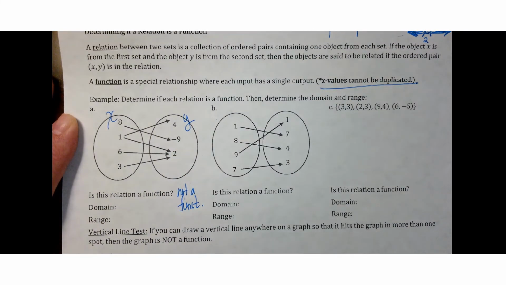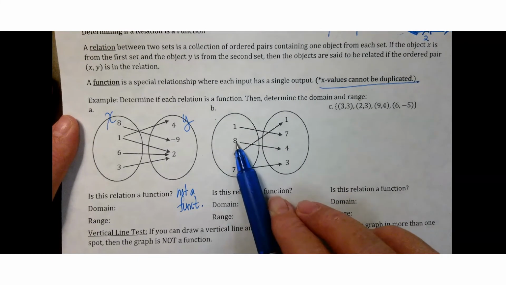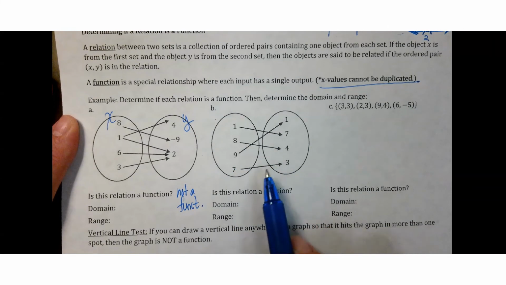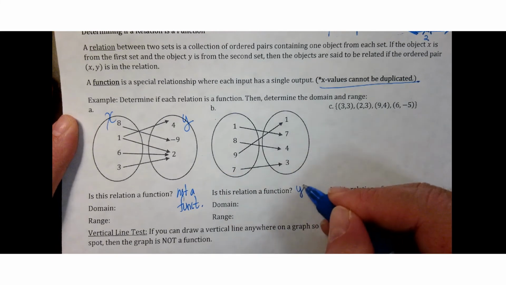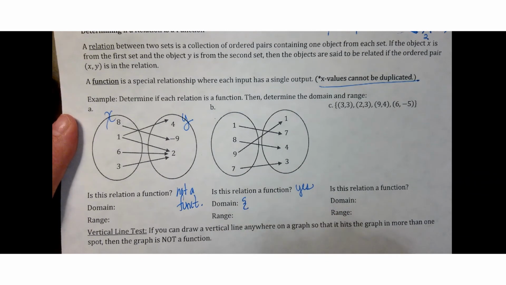Okay? Let's look at this one. I've got 1 paired to 7, 8 paired to 4, 9 to 1, 7 to 3. So none of these x values are repeated, therefore this is a function. And if it is a function, we can list the domain. Now the domain is listed as a set, so we do the little braces, set notation.